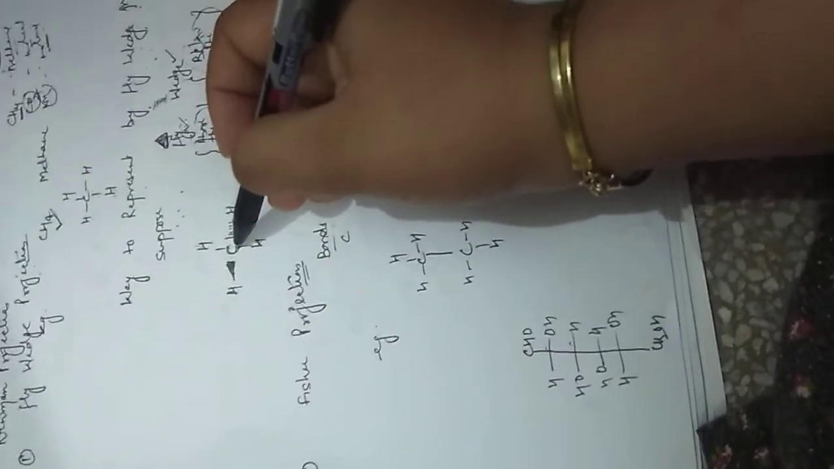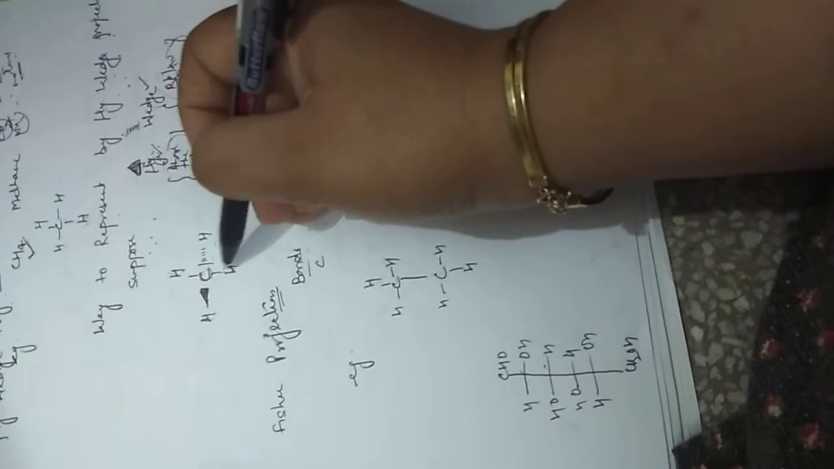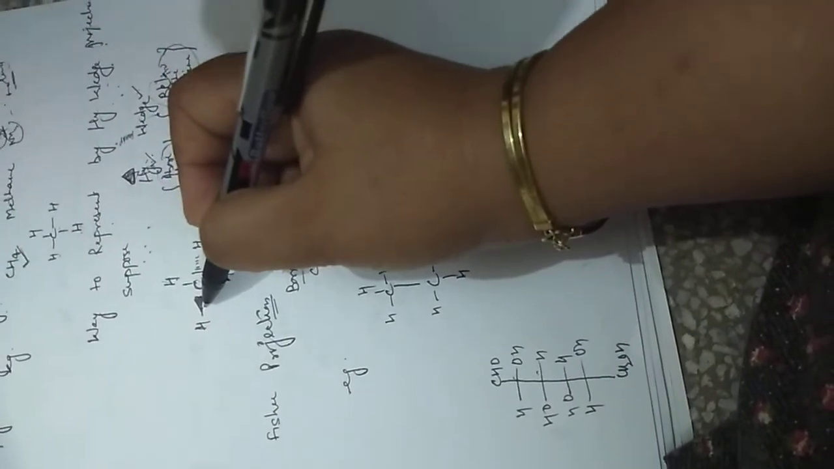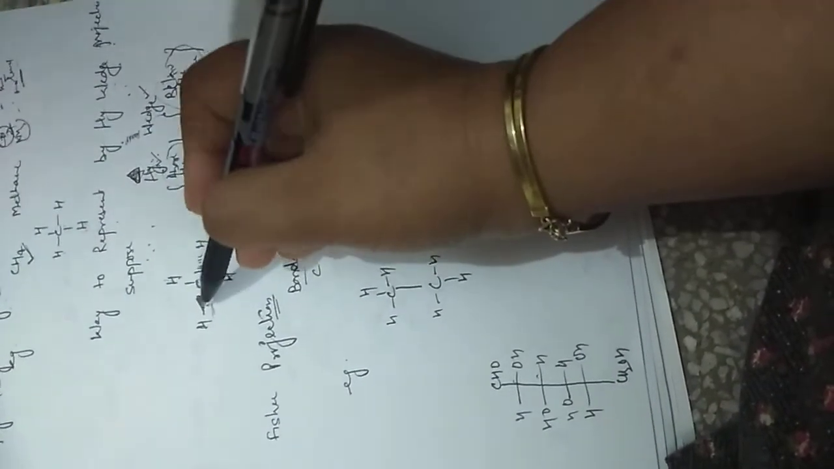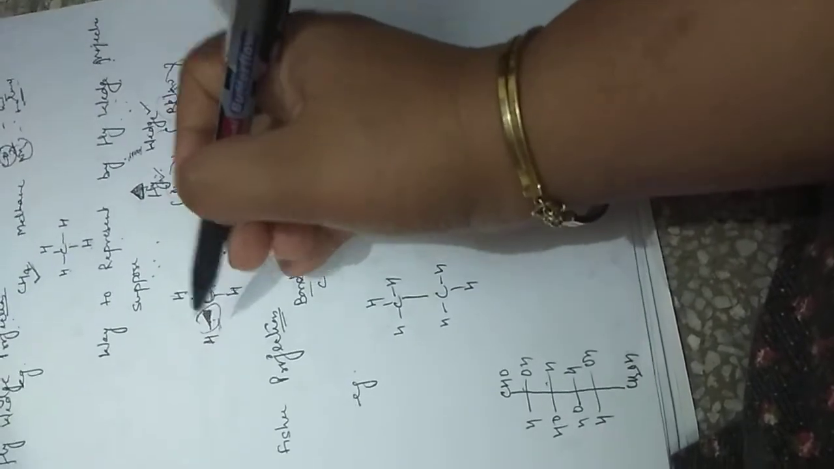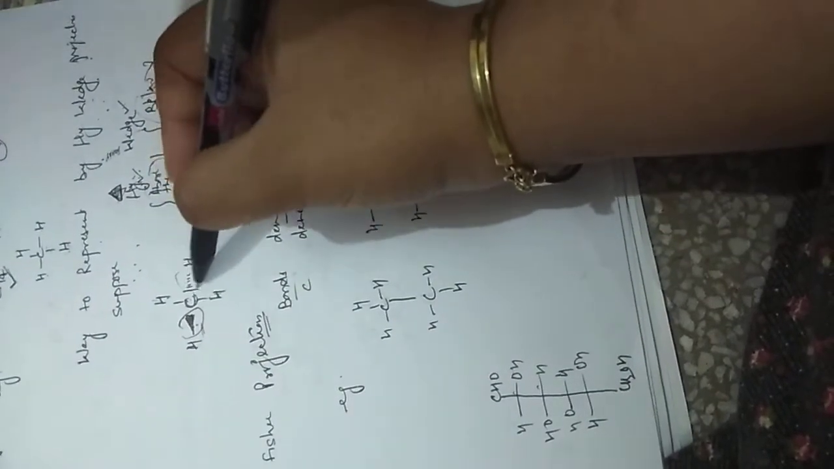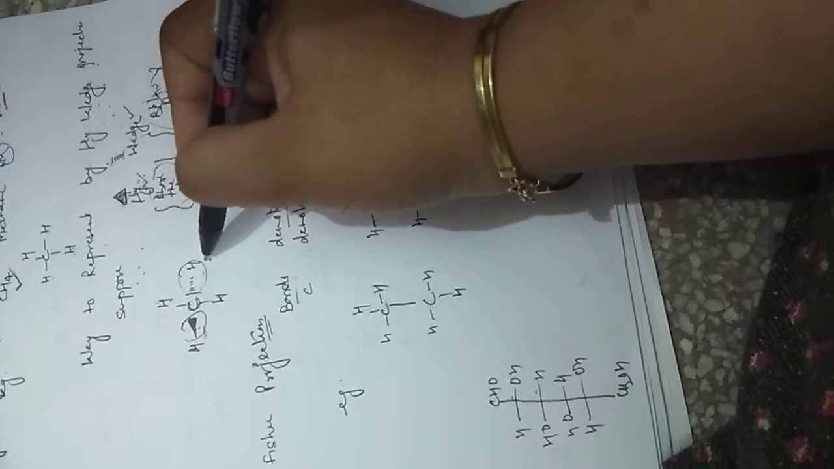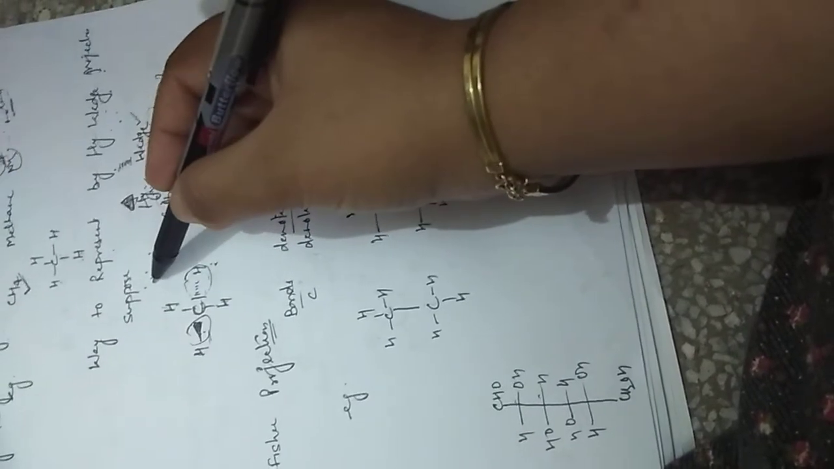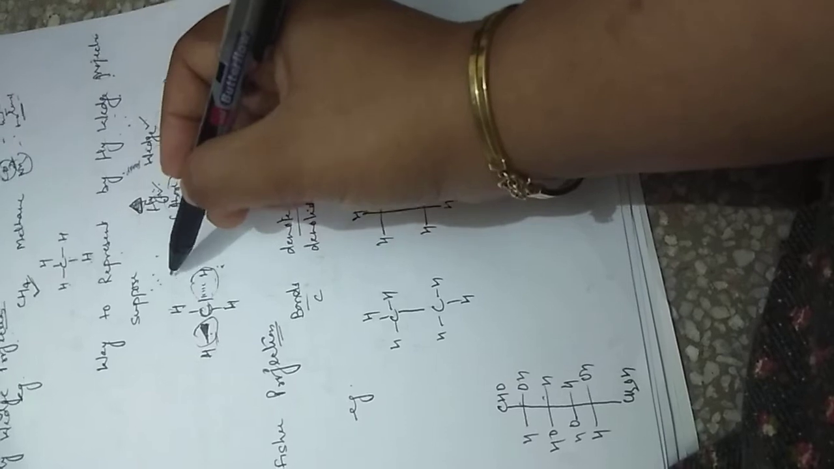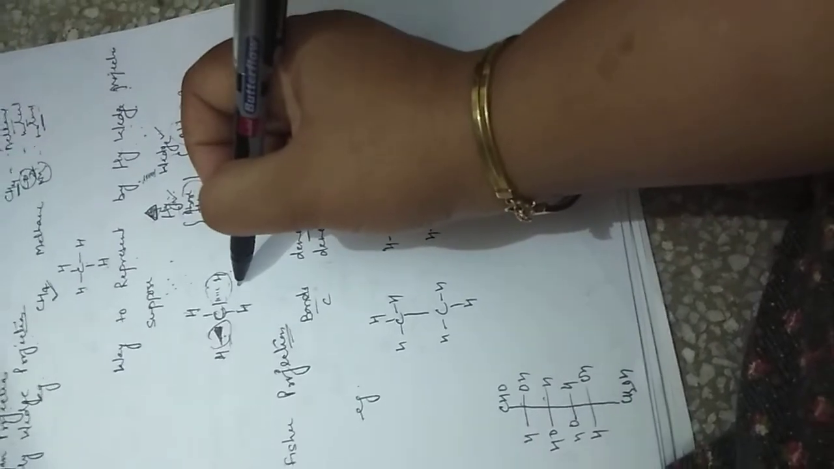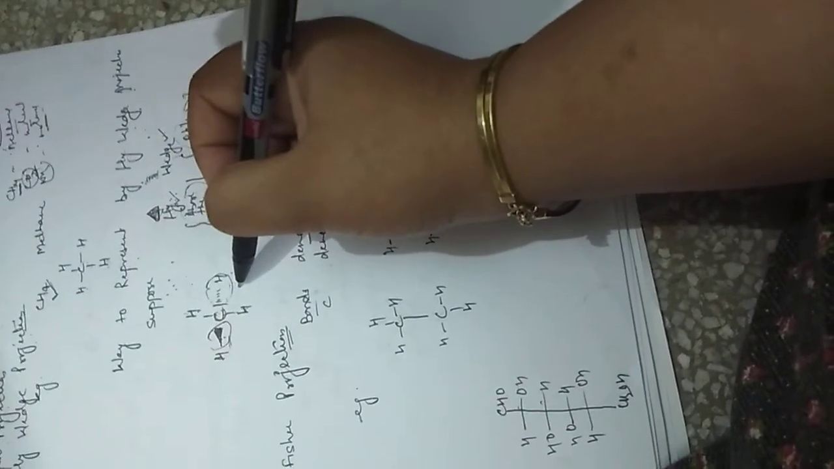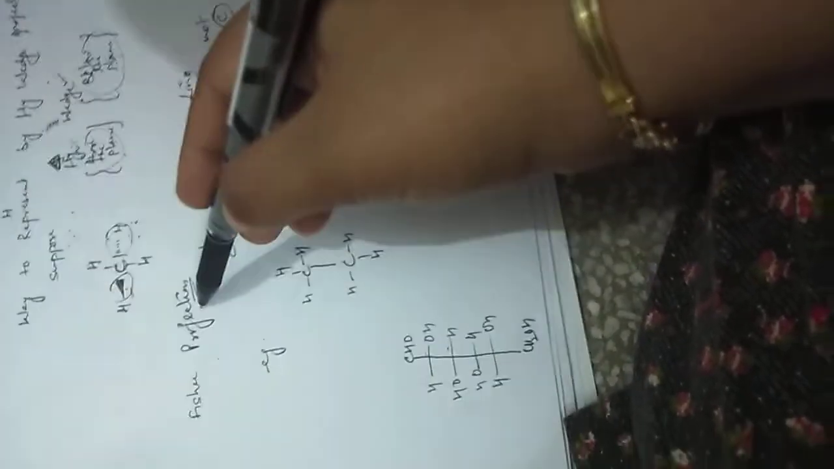Here is an example of methane. This is the carbon and hydrogens. This hydrogen is above the plane, and this hydrogen is below the plane. So this is the way to represent the 3D structure of a molecule by the fly-wedge projection. Now we will discuss the Fischer projection.